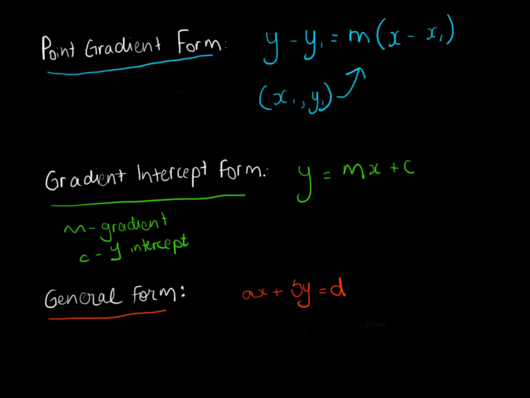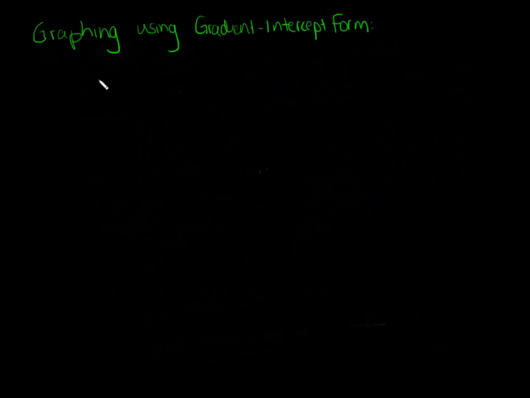For this course, you will also need to know how to graph a straight line. So firstly, we will learn how to graph a straight line using the gradient intercept form. Okay, so just a reminder, the gradient intercept form is y equals mx plus c, where m is the gradient and c is the y-intercept.